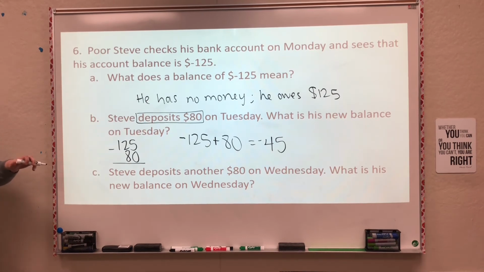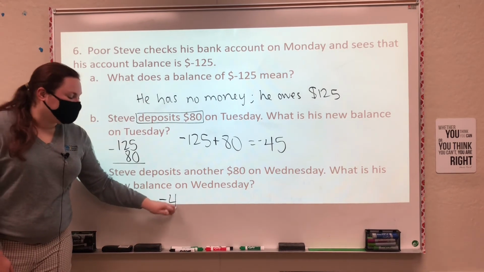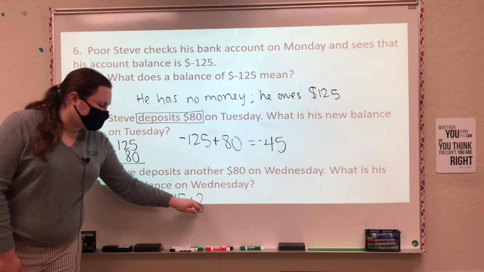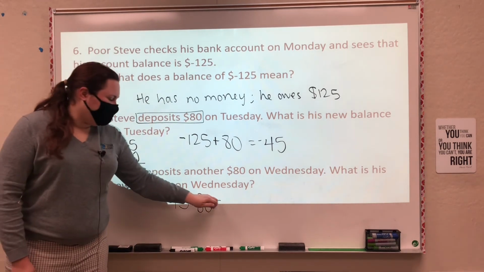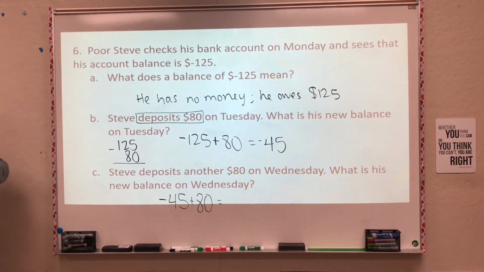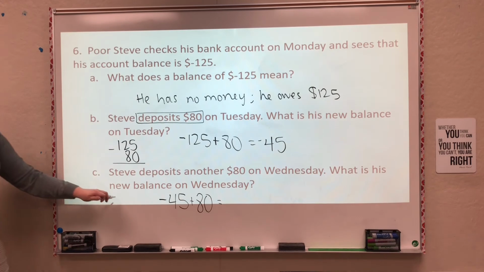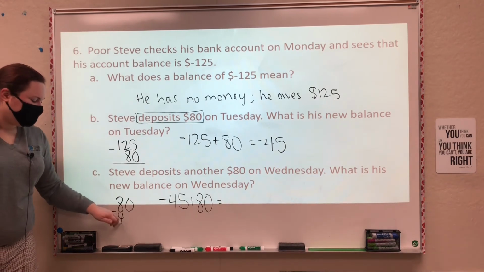What am I going to do to get my answer for that one? It's going to be negative 45 plus 80. Literally $25. Tell me how you're getting 25. Because 45 take away 80 is 25. So we're subtracting.